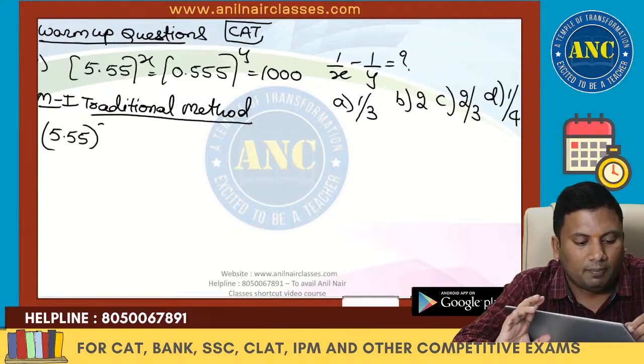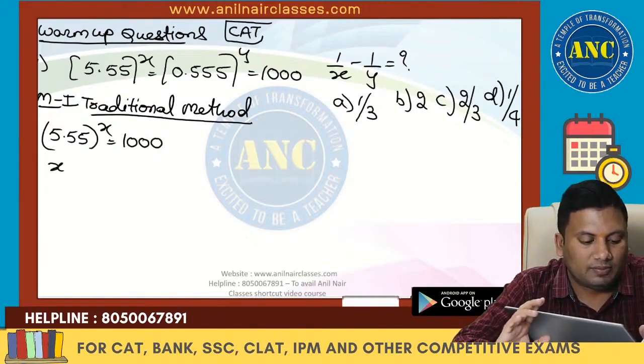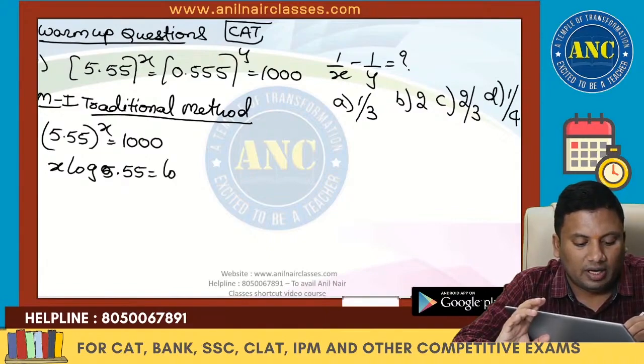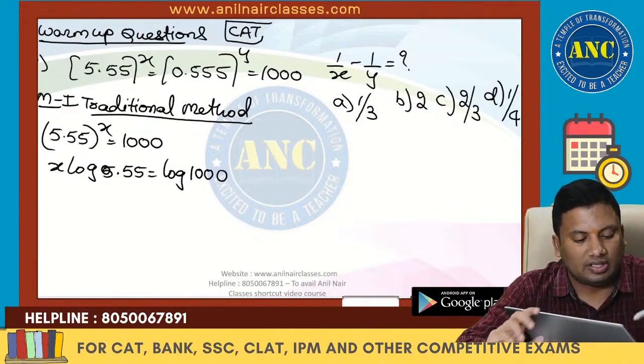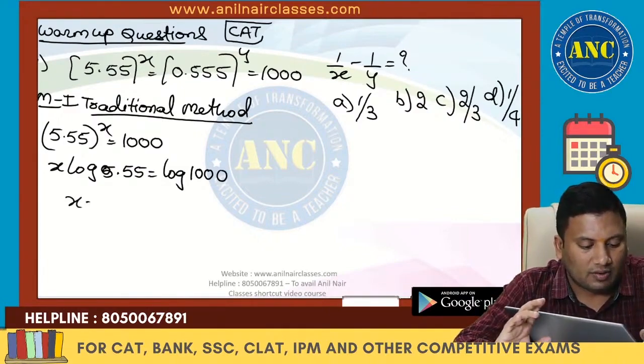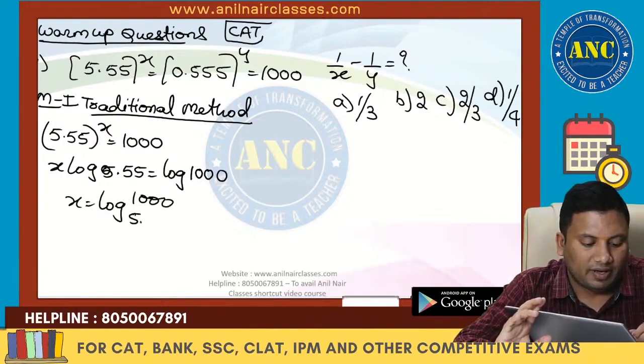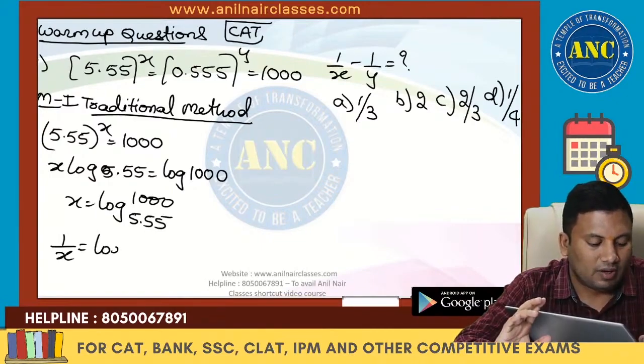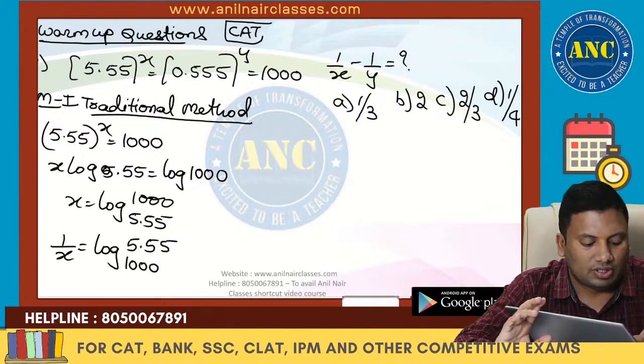5.55 power x equivalent to 1000. They know the definition of logarithms. So x into log 5.55 equivalent to log 1000. They apply logarithm on both the sides. So x equivalent to log 1000 divided by log 5.55. I require 1 by x. So 1 by x equivalent to log of 5.55 base 1000.